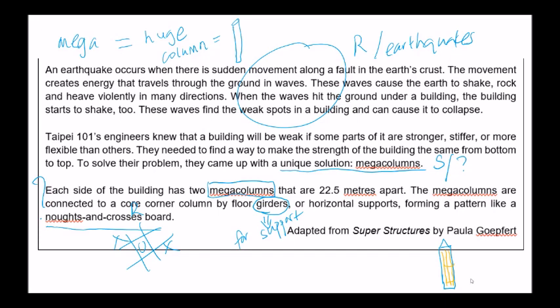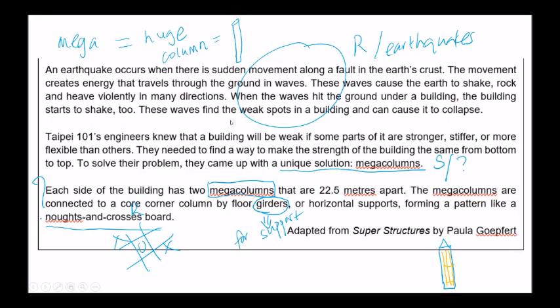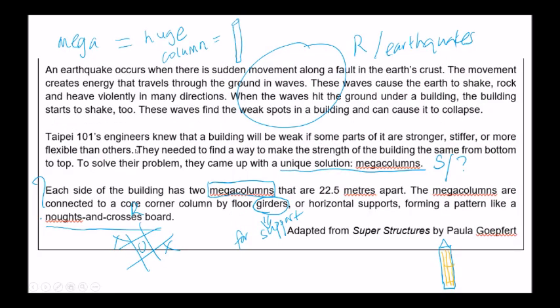Okay, so basically we have found the solution, mega columns, for the problem of earthquakes and typhoons. And at the same time, we have also done quite a lot of close reading. And by doing this close reading, I find that I actually understand the text better than if I were just to run my eyes through all these words and just kind of read blindly, if there's a term for that.